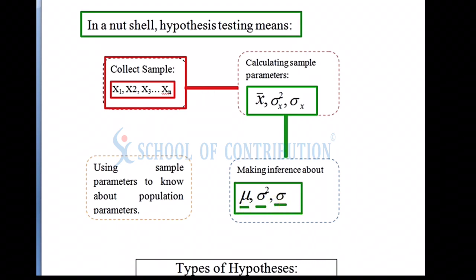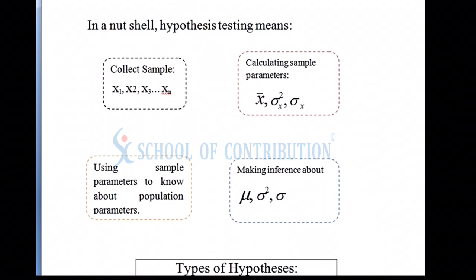population standard deviation. And in a sense we can say that hypothesis testing is all about making inference, as you see, using sample parameters to know about population parameters. So this is the process of hypothesis testing. This is the simplified version of what hypothesis testing is all about.